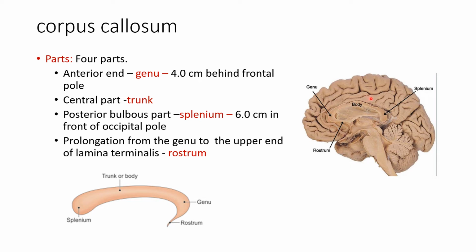Then the central part is the body or trunk of the corpus callosum, and the posterior enlarged, bulbous part is the splenium, which is about 6 centimeters in front of the occipital pole. So now we have seen the parts of the corpus callosum, and this is an easy diagram which you can draw without difficulty.